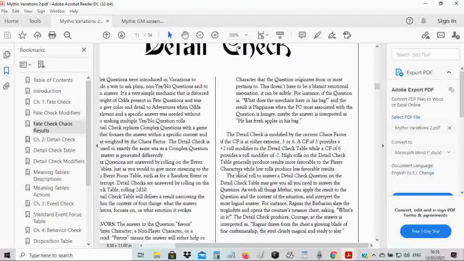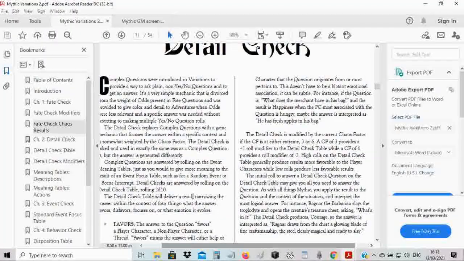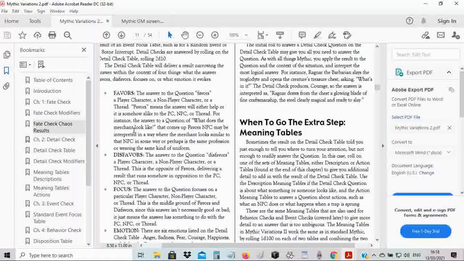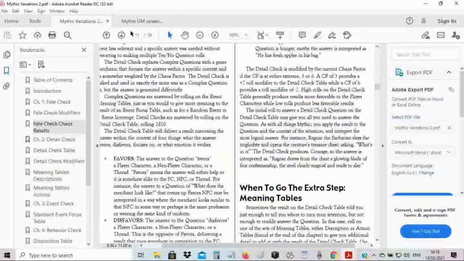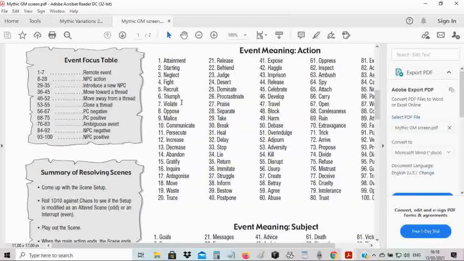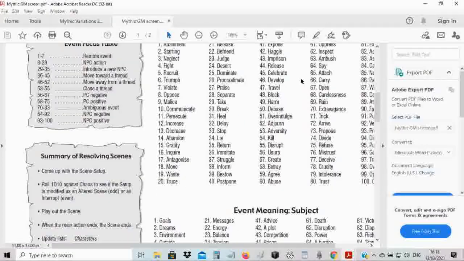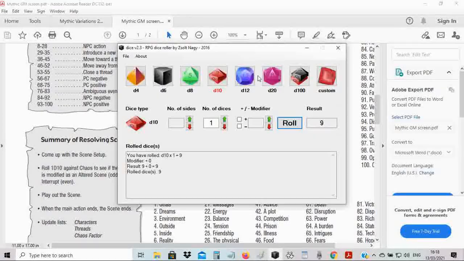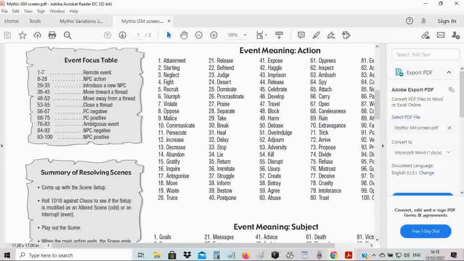Yeah, that's what'll happen. Now, the next part of Mythic Variations 2 is the detail check. This is more about how things go, or what are the things that you will find in an area. In the previous GM emulators, we just had event meanings, actions, and event meanings, subjects. And we rolled a 100-sided die, a D100, to figure out what would happen.